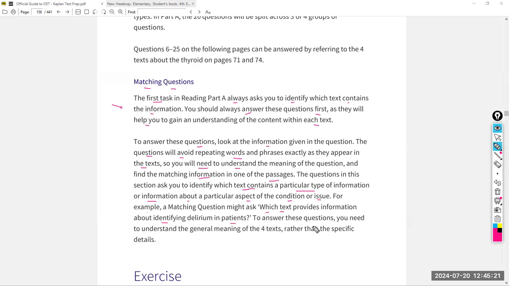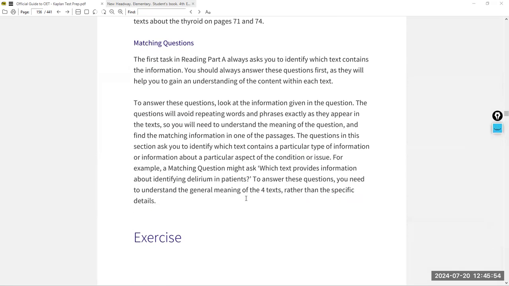This is the question. To answer these questions, you need to understand the general meaning of the 4 texts rather than the specific details. All the time, as I told you, Joel, the specific details is scanning. Right? So you don't have to scan in matching the information. You have to skim, please. You have to get the main idea about the passage, because you have to check the text for certain information. So please be careful, because if you do the opposite, you will lose your time.